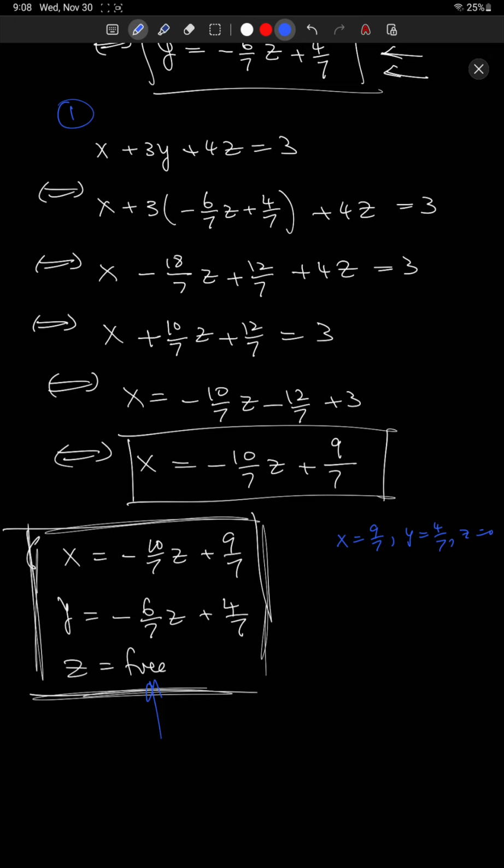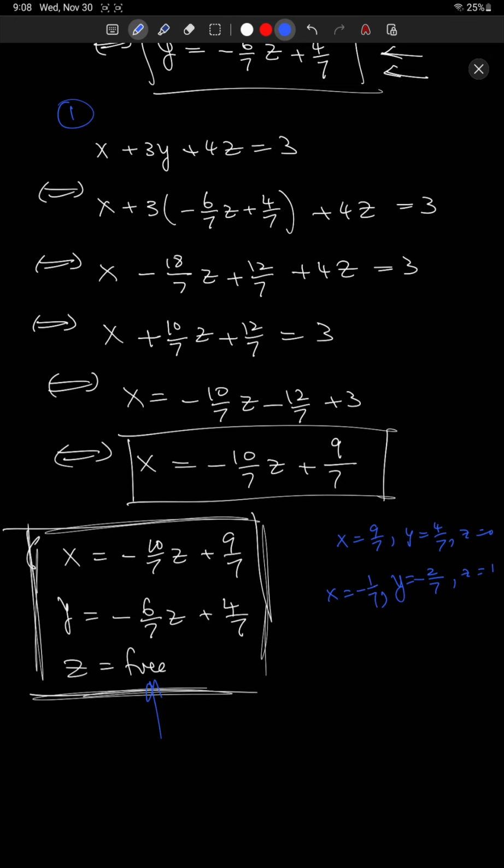If I want you to give me a second one, you pick another z, anything you want, z equals 1, right? And then you plug in z equals 1 to get you y and x. Looks like this would be minus 2/7 for y, and x would be minus 1/7.